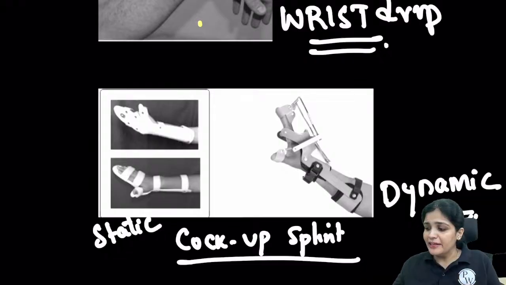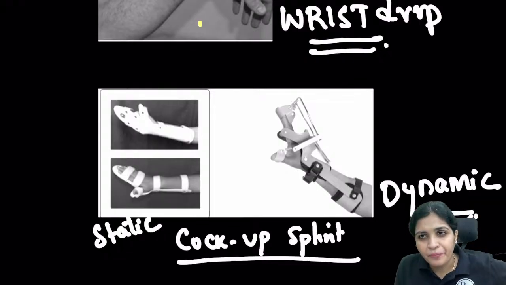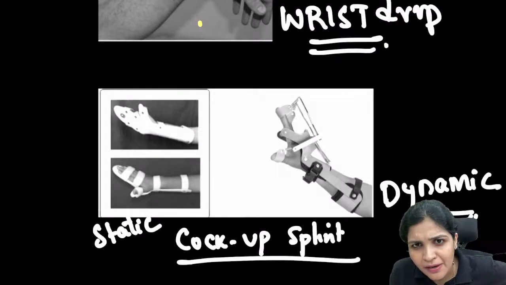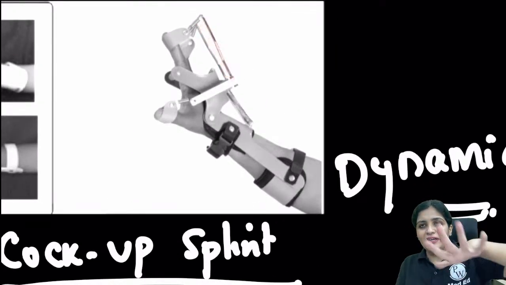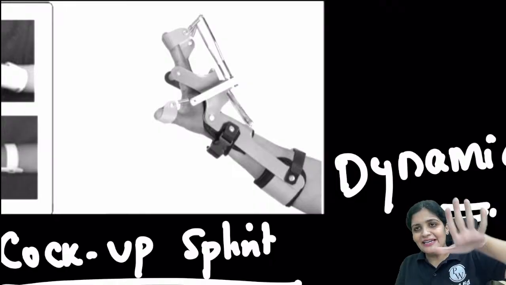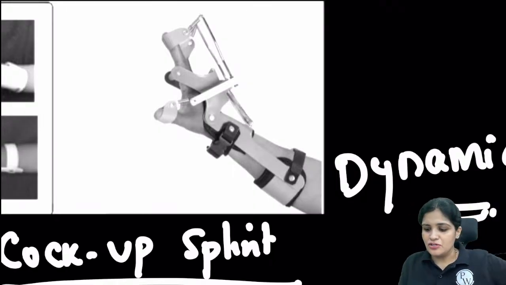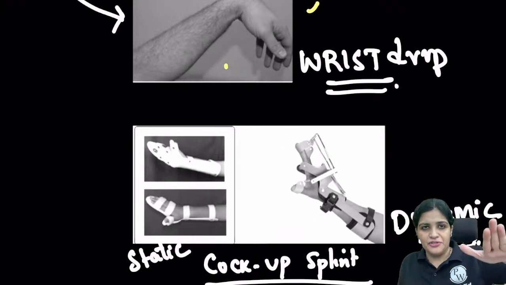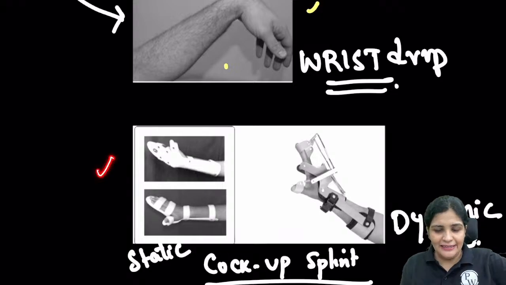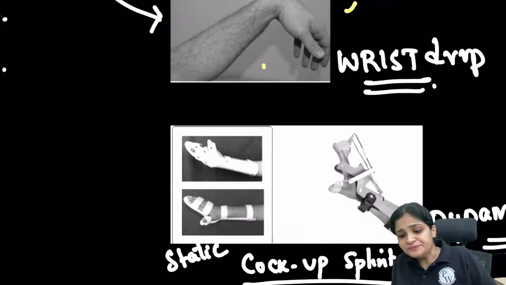Why is the name dynamic given to it? Because of the springs which are present here, you can move the fingers, right? So you can extend the fingers and then you can come to the neutral position. Because of that, this is called the dynamic cock-up splint. Here in the static, we just put it in the neutral position. There is no movement, no extension which is happening. That is the static. Clear?